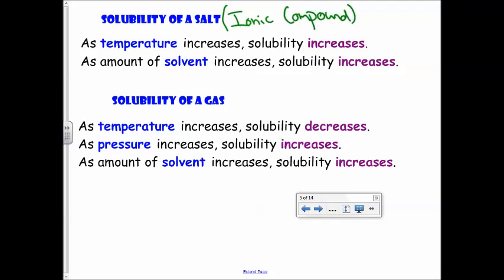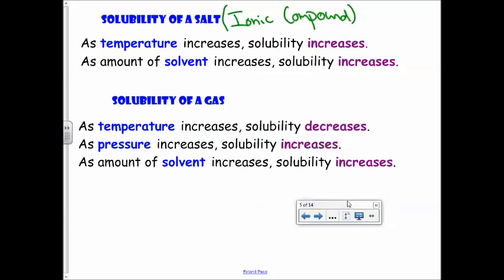And ionic compounds are made up of what two things? A what and a what? Kind of a cation, anion. It is a metal and a non-metal. Metal and non-metal is an ionic compound. Something from the left side of your stair-step line and something from the right side of your stair-step line.